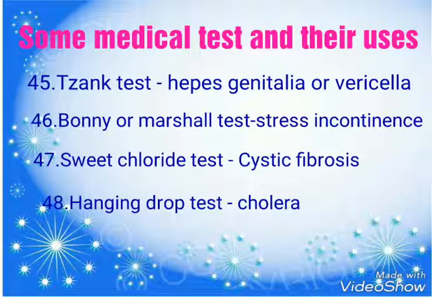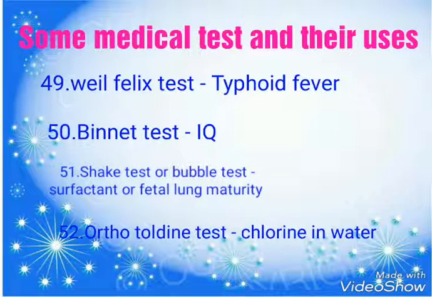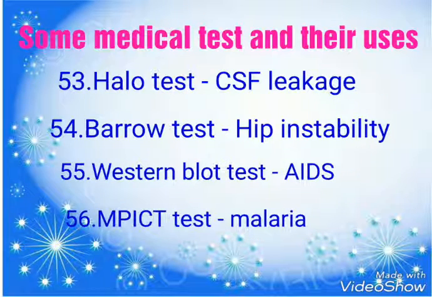Next, sweat chloride test for cystic fibrosis. Next, hanging drop test for cholera. Next, Weil-Felix test for typhus fever. Next, Binet test for IQ or intelligent quotient. Next, shake test or bubble test for surfactant or fetal lung maturity. Next, Orthotolidine test for chlorine in water. Next, halo test for CSF leakage.